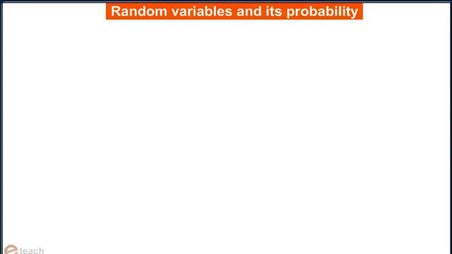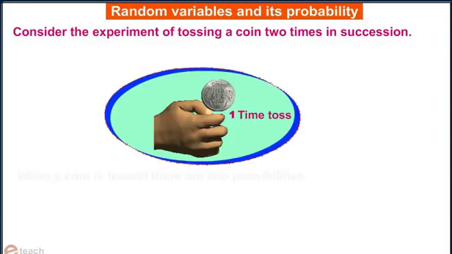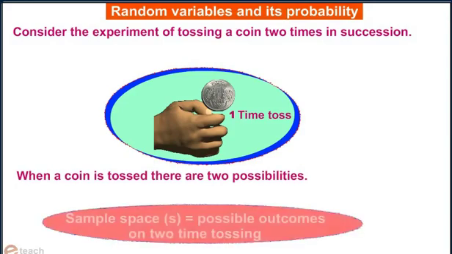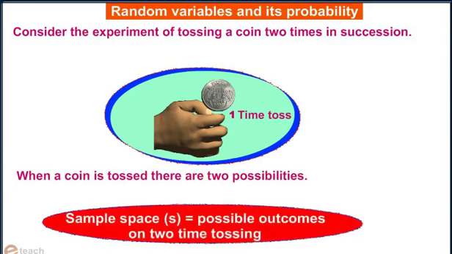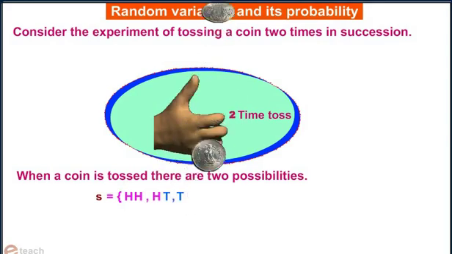Random variables and its probability. Consider the experiment of tossing a coin 2 times in succession. Now, when a coin is tossed, there are two possibilities. So, the sample space S equals possible outcomes on 2-time tossing, which is equal to HH, HT, TH, and TT.